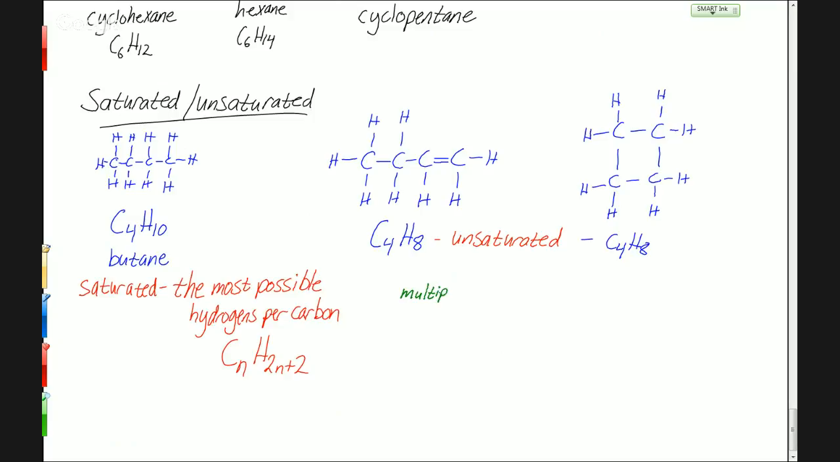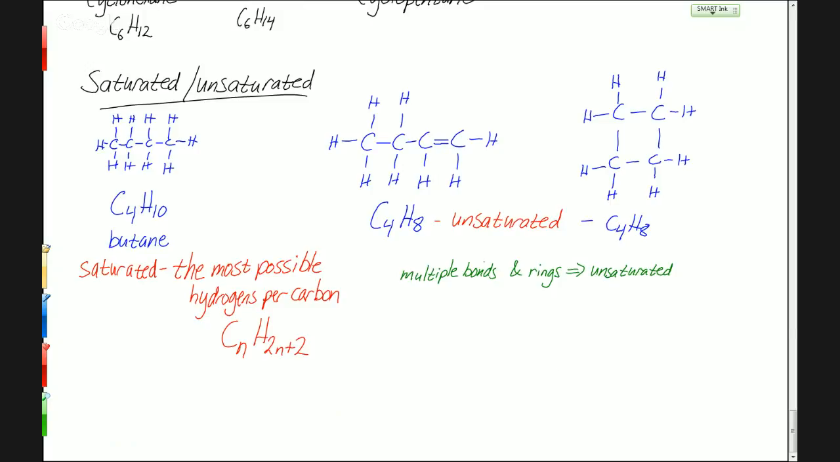In general, multiple bonds and rings make something unsaturated. So if you have double or triple bonds in the compound, or if there's some connections in a ring, that's going to lead to an unsaturated compound. So no longer saturated. Questions about that? While we're talking about these multiple bonds, then, let's get into the next category of compounds we're going to look at, which is the alkenes.